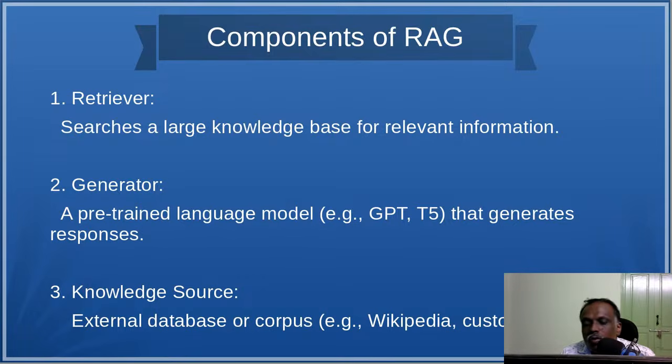Okay. So components of RAG: retriever, generator, knowledge source. We already discussed those things. Again, the retriever is for searching the knowledge source to get the relevant information. The generator is the LLMs, GPT, that generate responses. The knowledge source is like an external database or corpus.